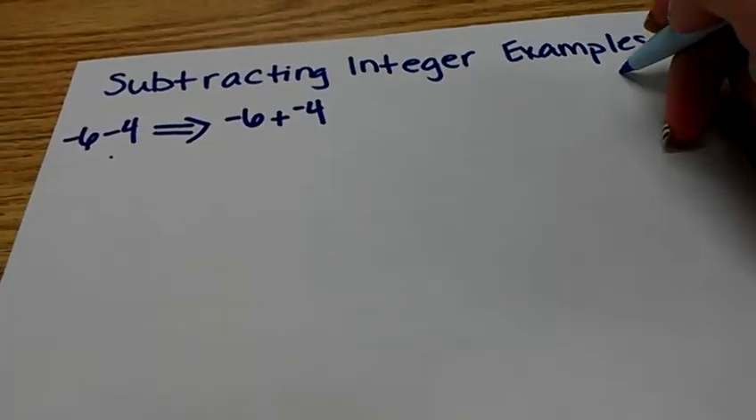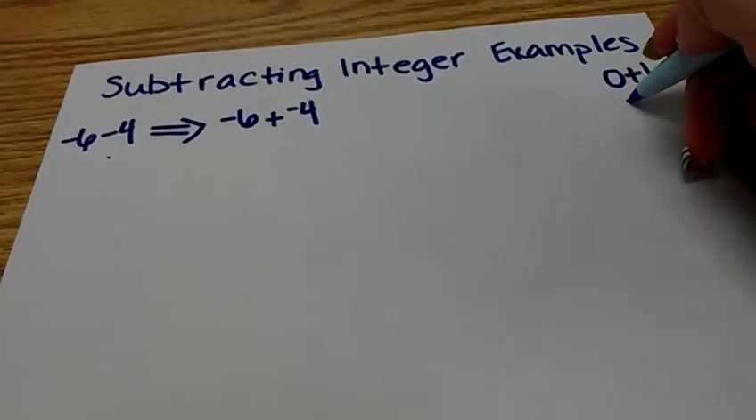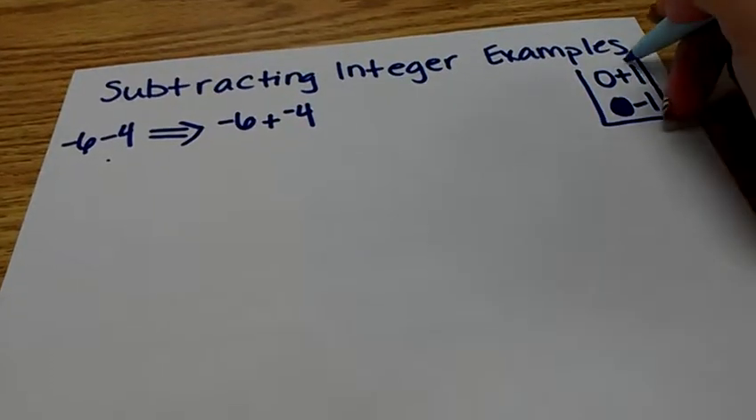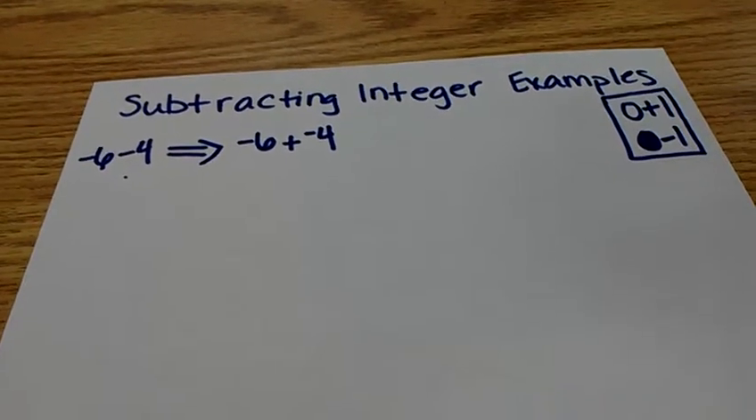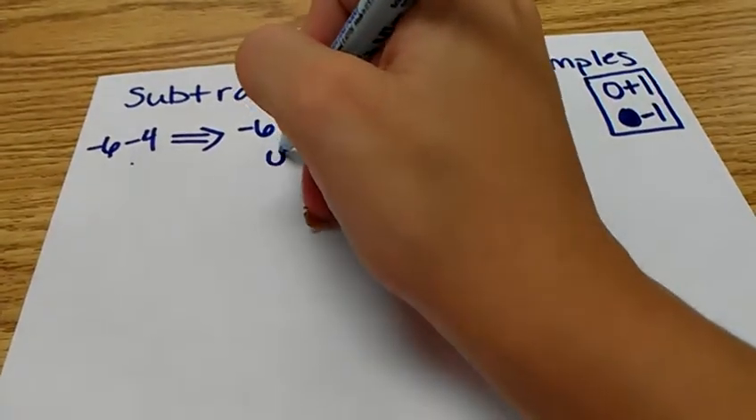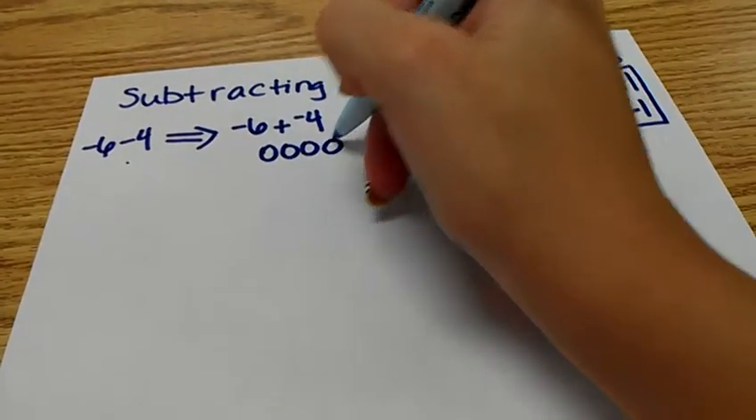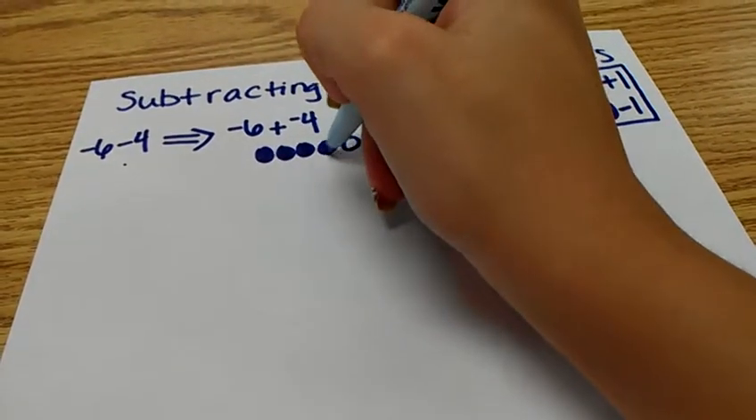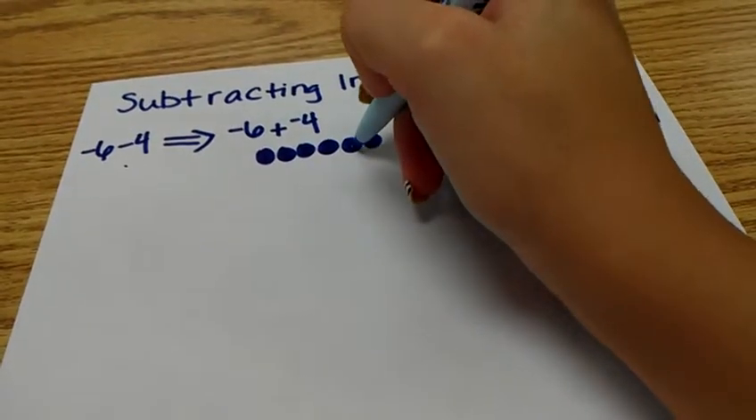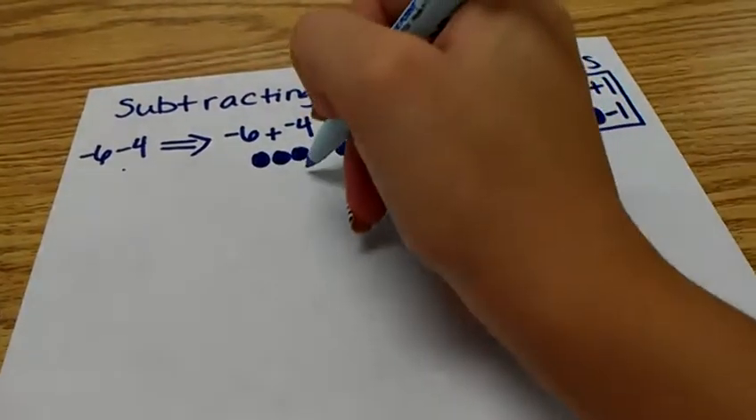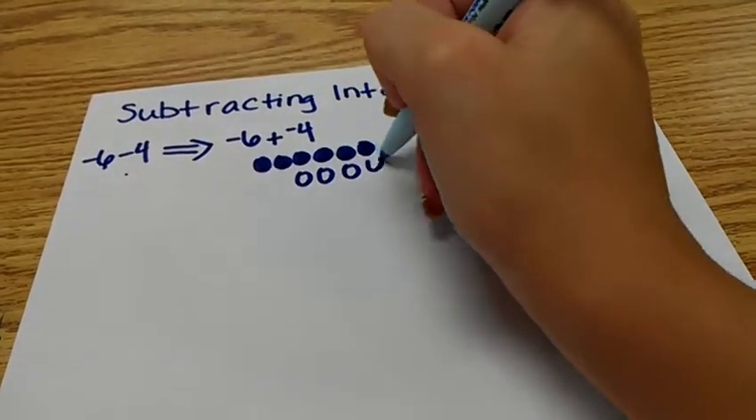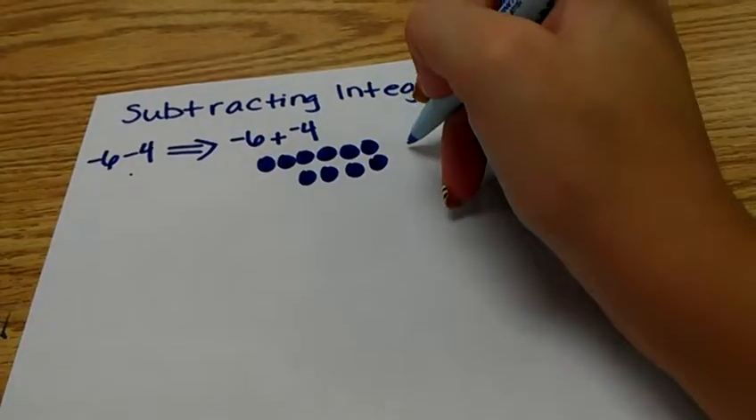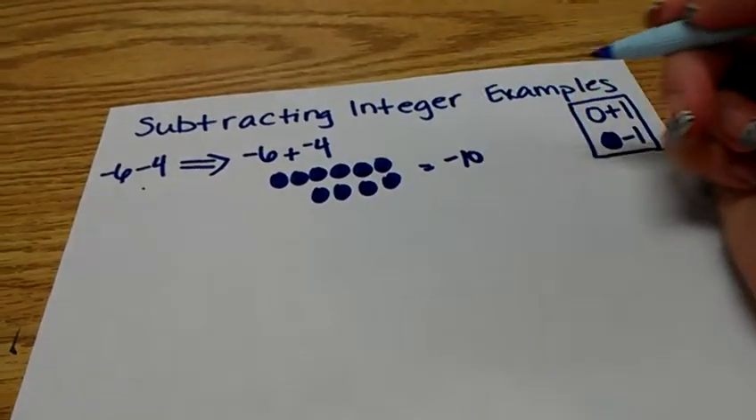Over here, I'm going to draw my key, keeping it consistent, +1 and -1. Okay. So the problem says to start with -6. 1, 2, 3, 4, 5, 6. Negative chips. Now it says to add -4. So that's exactly what I'm going to do. 1, 2, 3, 4. And they are negative. Now I've done everything that the problem says to do, and my final value is -10.